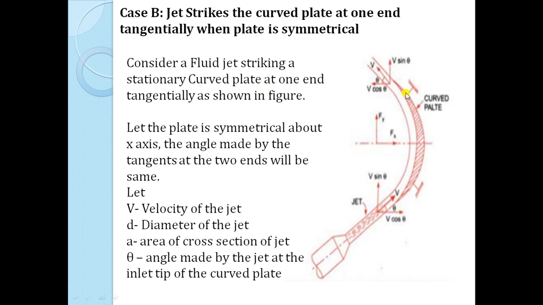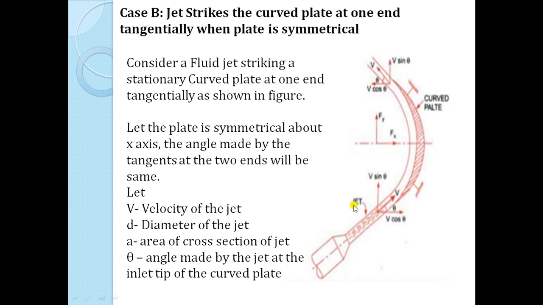Let this curved vane be symmetrical about x axis. The angle made by the tangent at the two ends will be same. Since the curved vane is symmetrical, the angle made by the tangents at the outlet tips will be same. Let V be the velocity of jet, D is the diameter of jet, A is the area of cross section of the jet, theta is the angle made by the jet at the inlet tip.